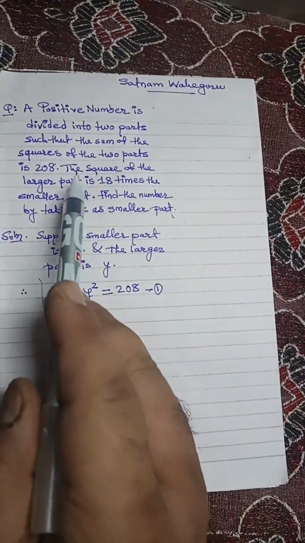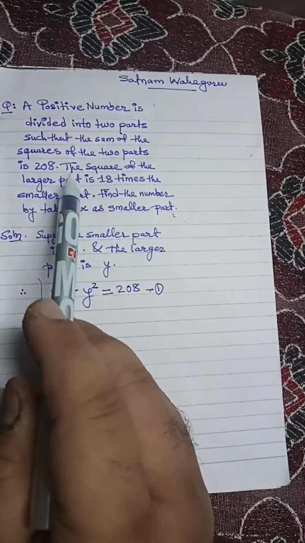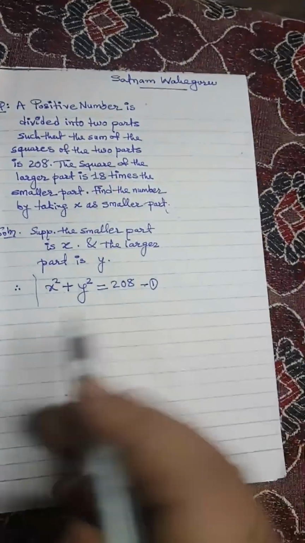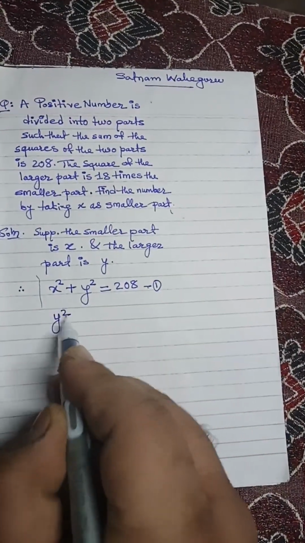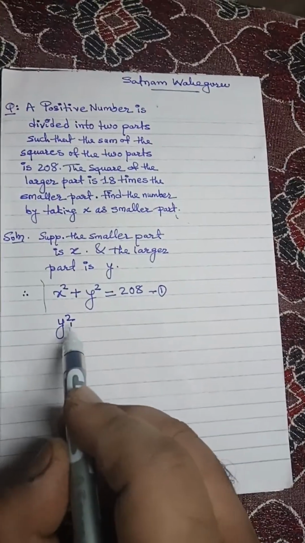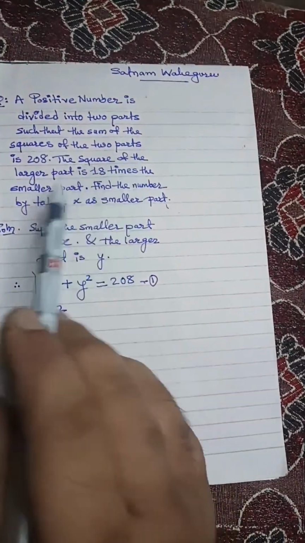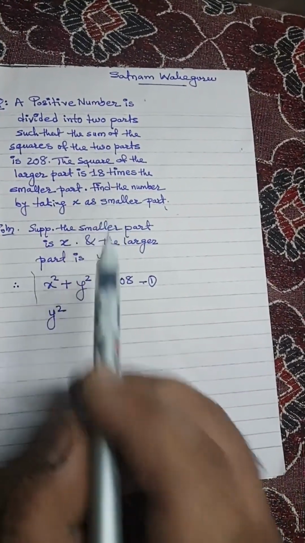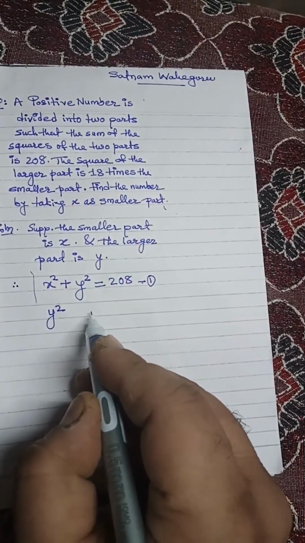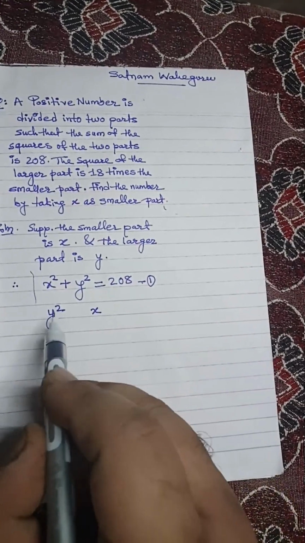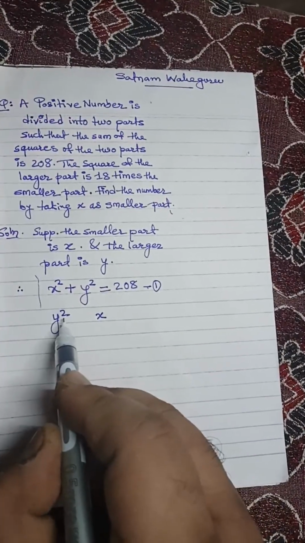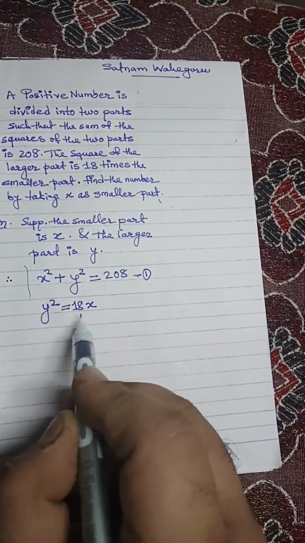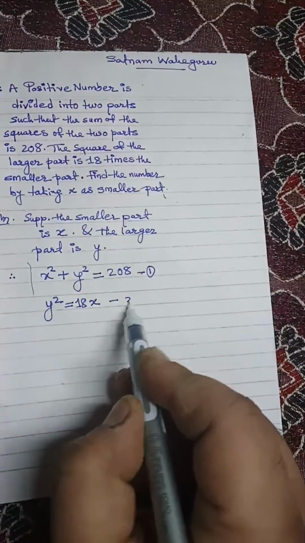Now the second statement will give us the second equation. The square of the larger part: the larger part is y and its square is y square. The square of the larger part is 18 times the smaller part. Smaller part is x. So y square is equal to 18x. This is equation 2.